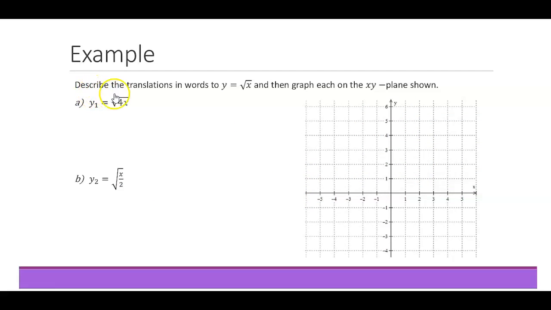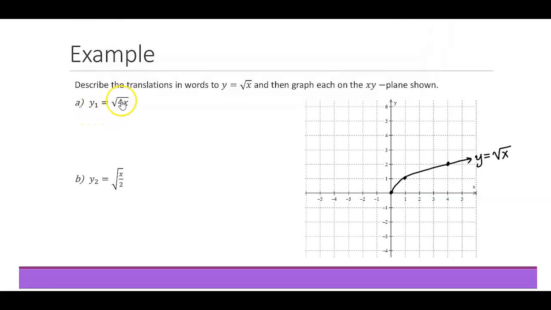In this example, we're going to describe the translations in words to y equals the square root of x, and then graph each on the xy plane. Let's start by graphing the square root of x. We know it passes through 0, 0, 1, 1, 4, 2. We want very specific points on these parent functions, so we have to be very familiar with the details of their graphs. Now we want to take a look at part A.